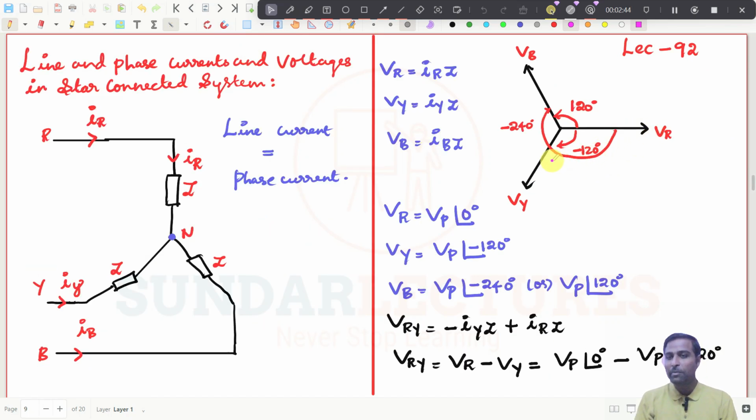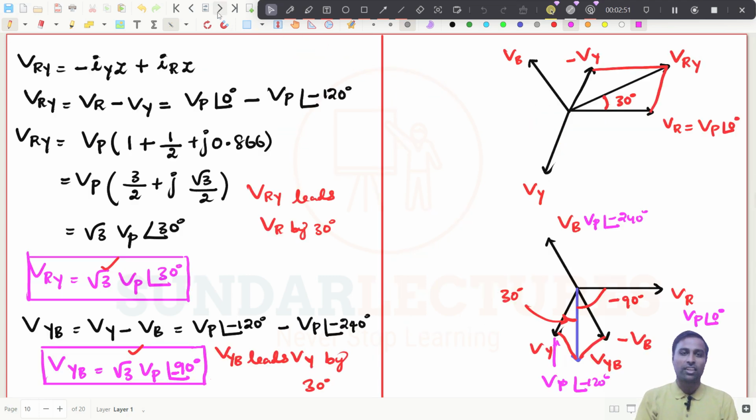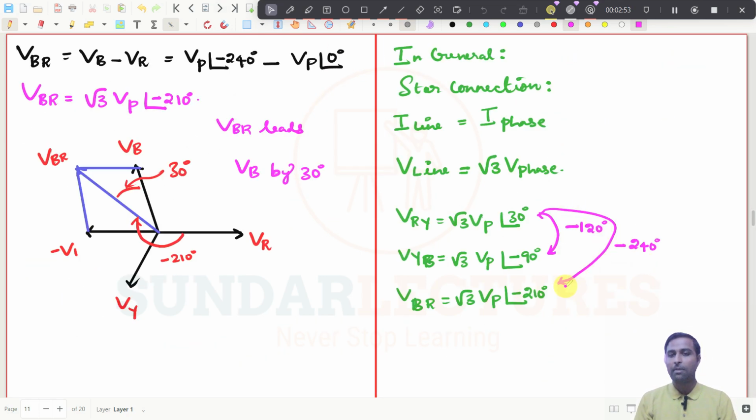Between these two it will be minus 120 degree, and between RY it is minus 120 degree, and RB it is minus 240 degree. The same thing is coming here. The same thing is also coming here. For example, maybe I will take a new page.